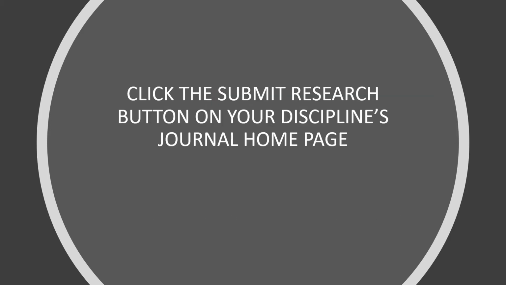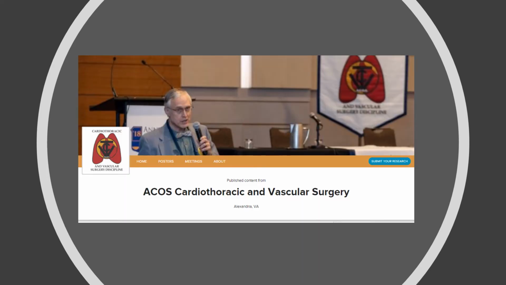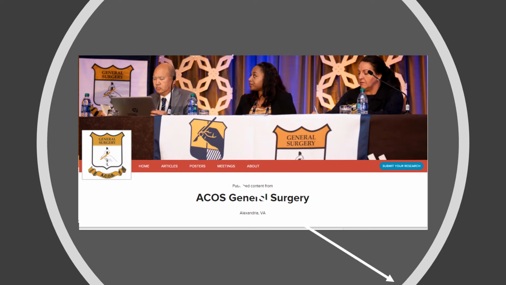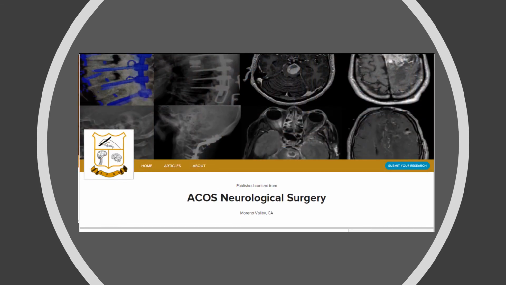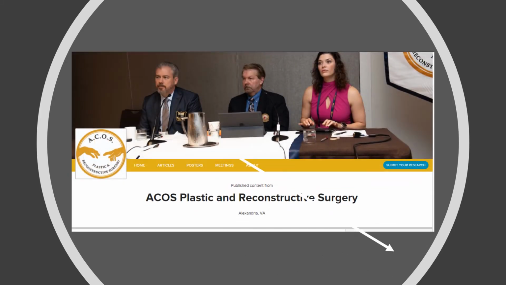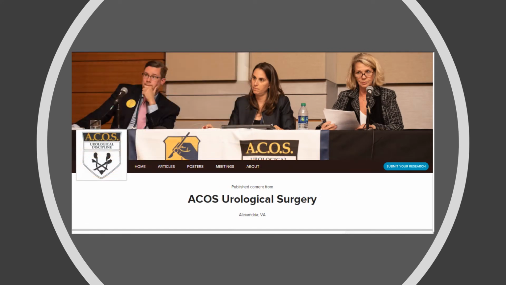You'll click the Submit Research button on your discipline's journal homepage. So you'll see a blue button in the right corner here, and you'll see that same blue button on each discipline page. So for CTV, you'll hit the Submit Research button. General surgery, hit the Submit Research button. Neurological surgery, plastic and reconstructive surgery, again, that same blue button. Urological surgery, you'll click on Submit Research.